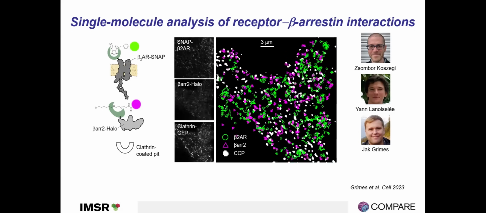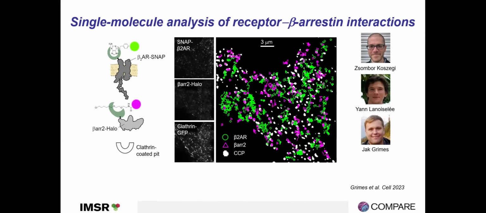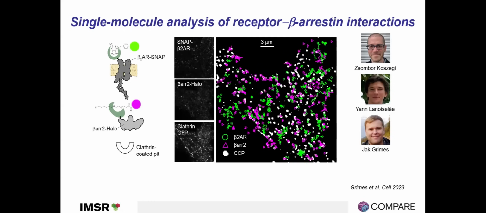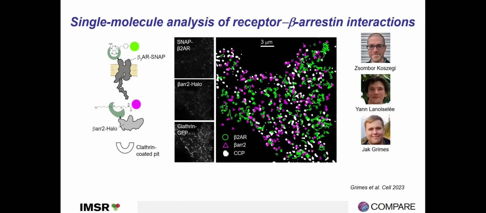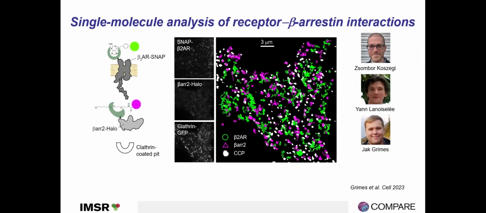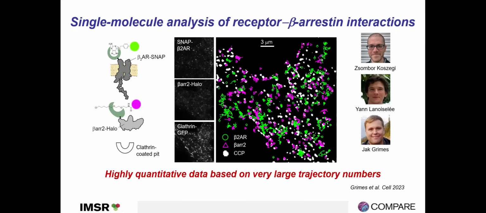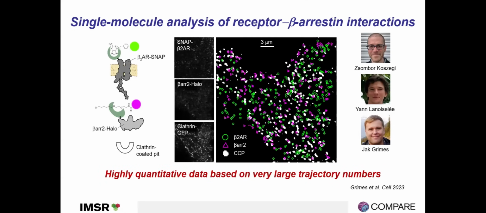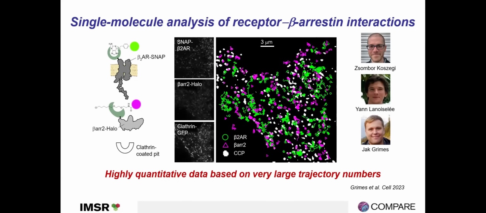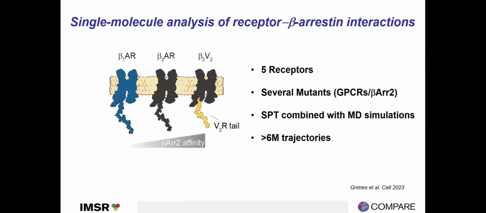And this is how a three-color experiment looks now. We can monitor individual receptors, and the beta-arrestin molecules that appear from the cytoplasm as they bind to the receptors on the plasma membrane. And we also monitor clathrin here. What you can see here are the individual trajectories of all those molecules that we can record. As I mentioned before, these are highly quantitative methods. We can acquire, in fact, millions of single molecule trajectories and apply very robust statistical approaches to try and understand what's going on in our system.